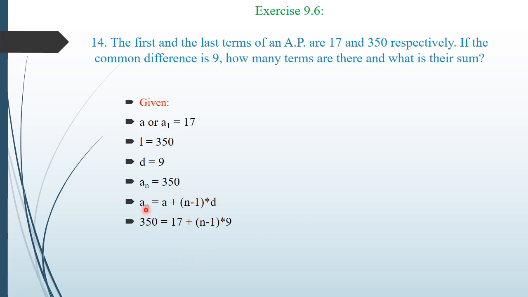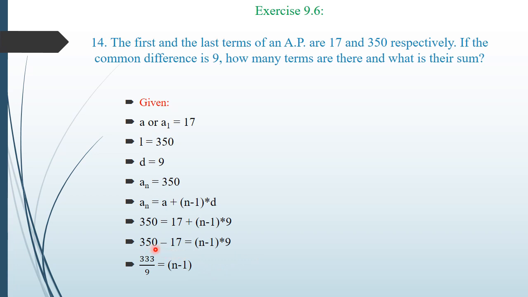Substituting all the values, an is equal to 350. In place of a, that is first term, is 17. N minus 1 I'll keep as it is, and in place of d I'll substitute 9. Simplifying this further, I'll take this plus 17 on other side, that will be 350 minus 17, that is equal to n minus 1 into 9.